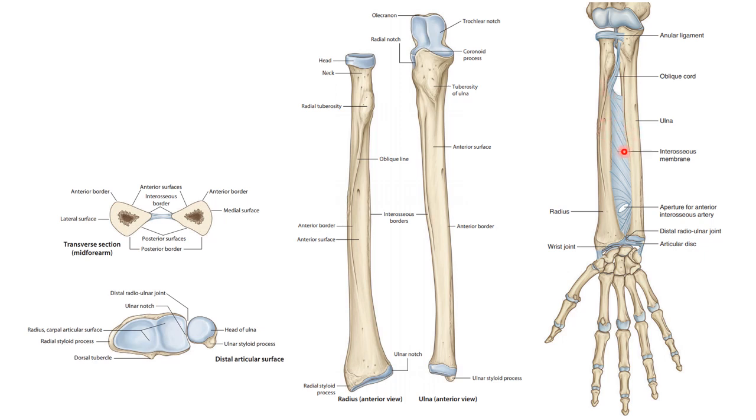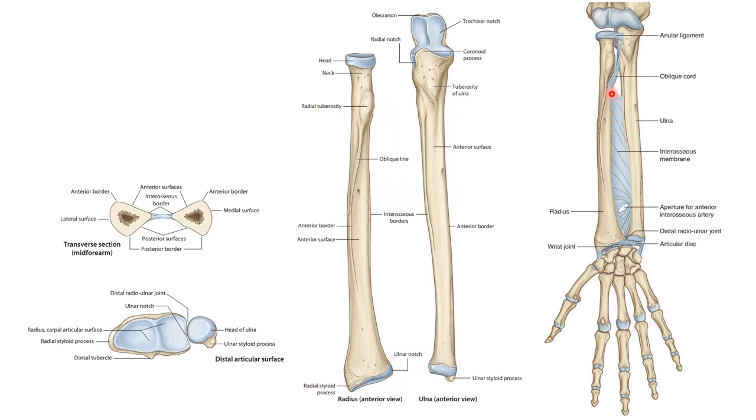This interosseous membrane makes these two bones work as a single unit, a complete unit for the movements of flexion and extension, as well as pronation and supination. We move the forearm as a single unit, as a single structure, not two bones and two structures.